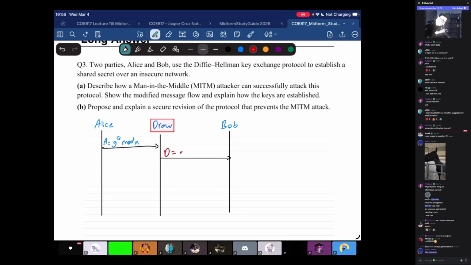Then this equals G of D modded with that same N value as we have earlier. And Bob, thinking this is Alice, will communicate back with her with our key exchange. So let's call this B equals G of D modded with N.